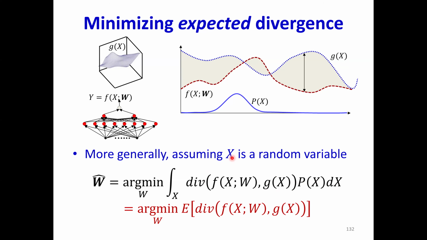And so the actual term that we are going to try to minimize is this integral of the divergence between the desired and actual outputs of the network multiplied by the probability of the input over the entire input space, which is the expectation of the divergence between the desired and actual outputs of the network. This is what we'll minimize with respect to W hat.